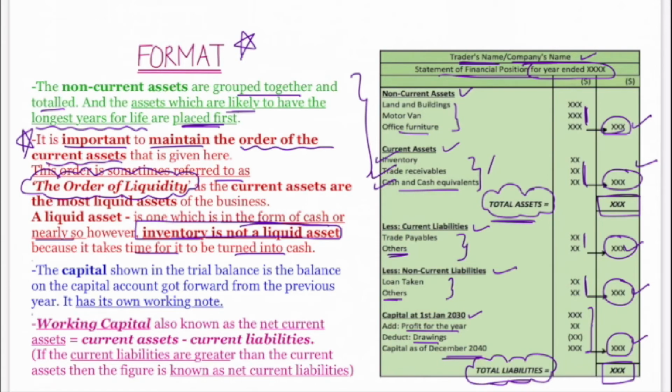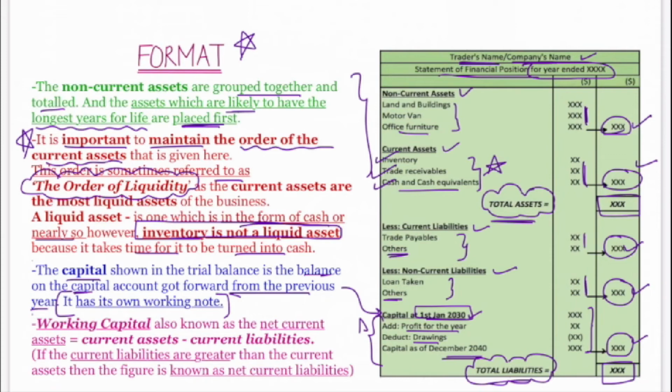Next, the capital shown in the trial balance is the balance of the capital account that got carried forward from the previous year. So this balance they are talking about, capital at 1st Jan 2030, this is the opening balance of this year, that is the closing balance of the previous year. And it has its own working note. This is its working note. You will see this further in the video. Now last point, working capital. This is also an important point. Please remember and note this.